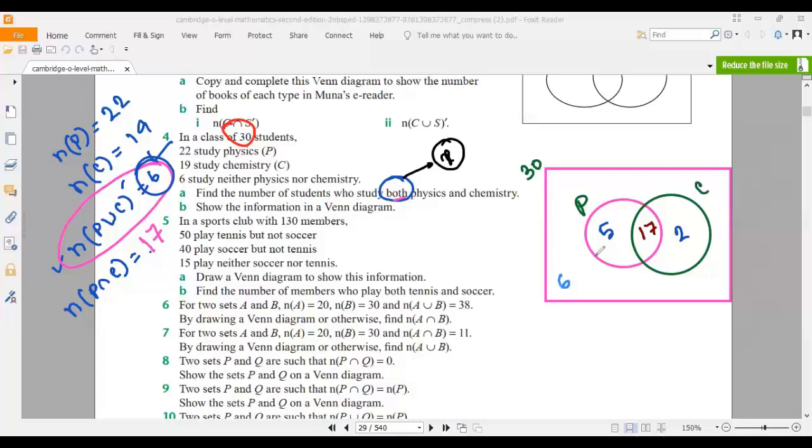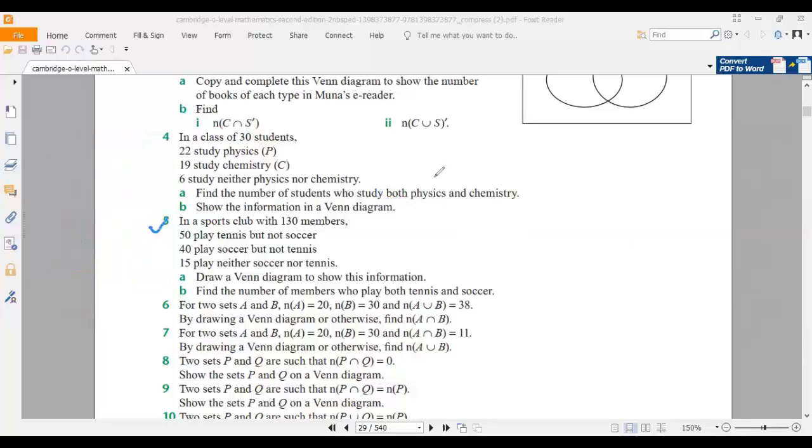And we can also check whether our answer is right or wrong. If we add 6 plus 5, that is 11. 11 plus 2 is 13. 13 plus 17 is 30. That means our answer is correct. I hope you understand this one properly. Now, question number 5.